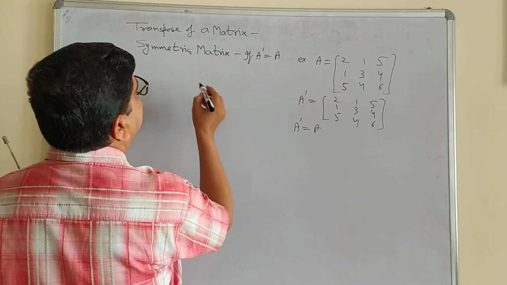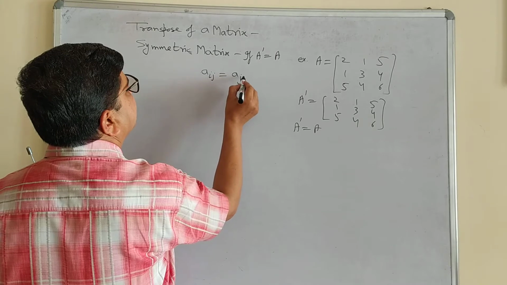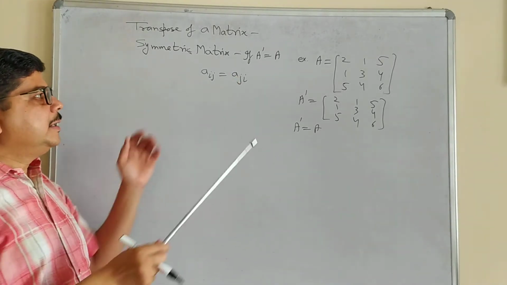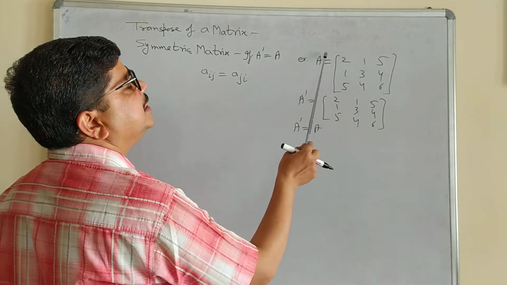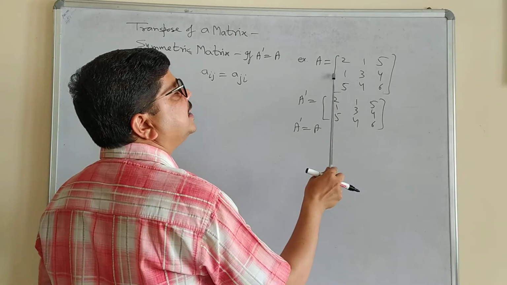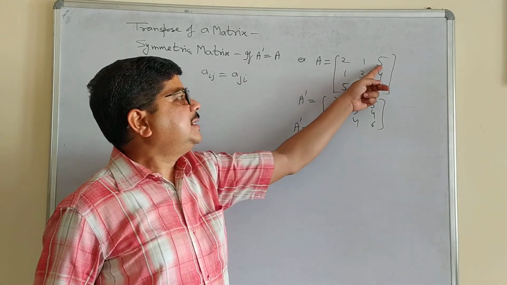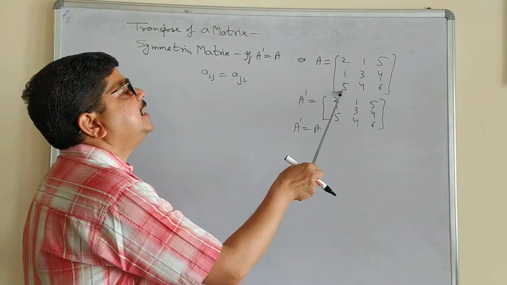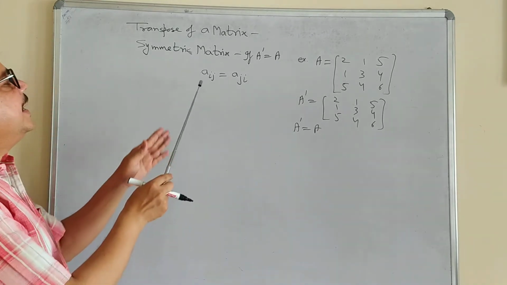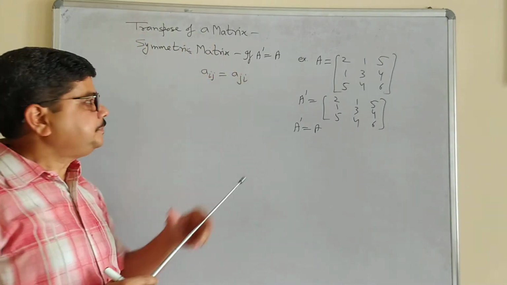In symmetric matrix, Aij equal to Aji for all possible values of i and j, because what is this element? This is A21, and this is A12, and this is A21. So we find that A12 is equal to A21. What is this element? This is A31, and this element is A13, and this is A31. So we find that Aij equal to Aji for symmetric matrix.